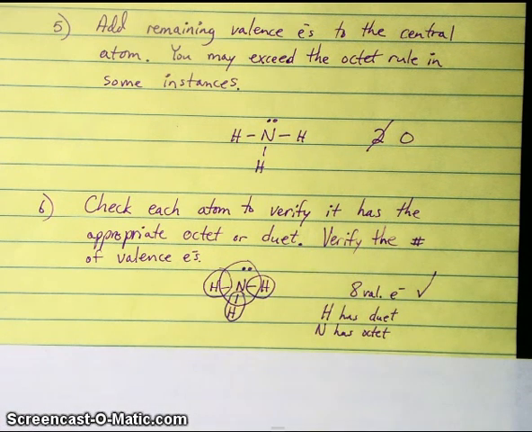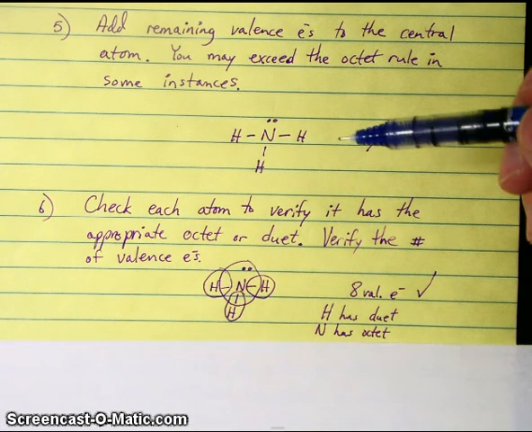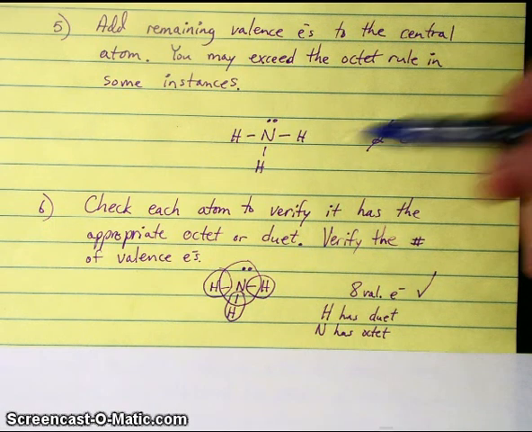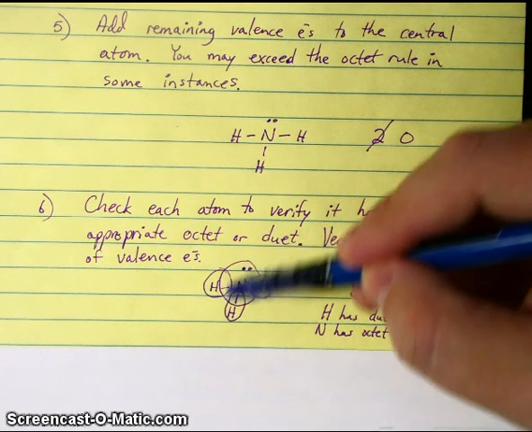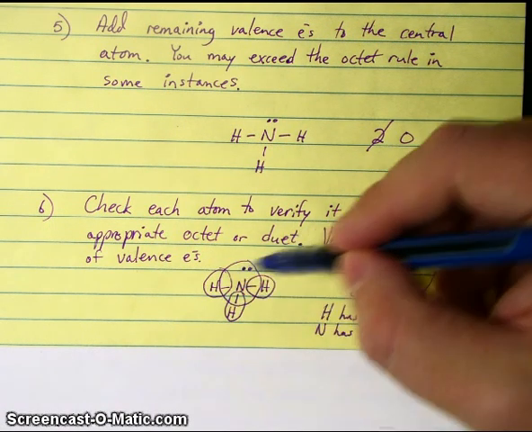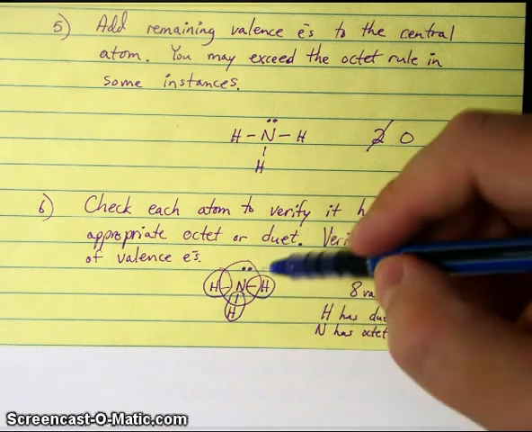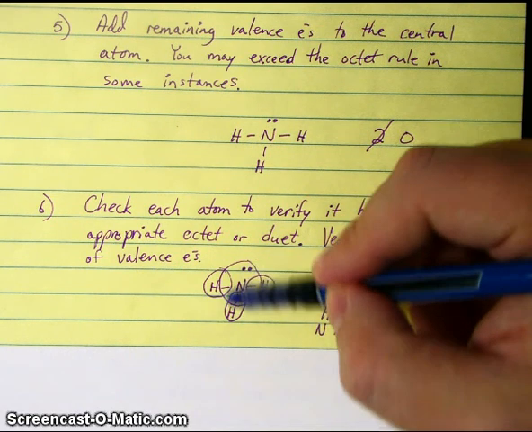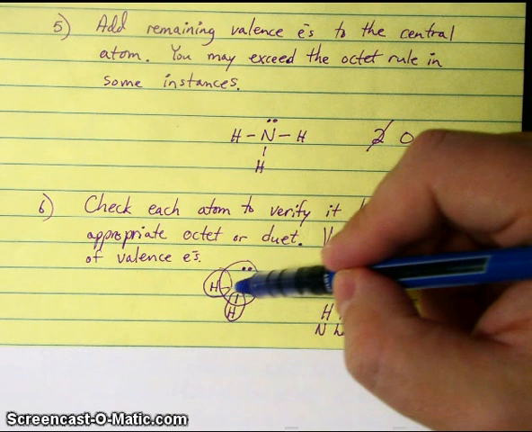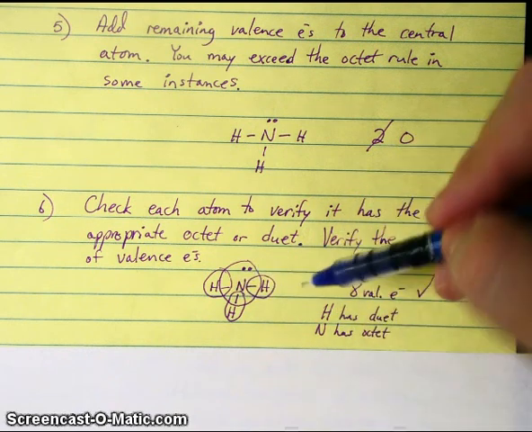So now we go through our structure and double check it to make sure that we have the appropriate octets or duets. Our central atom nitrogen is one of those elements that needs an octet. Just by circling, this is just a visualization technique, I'm circling all of the bonds and the electrons directly around nitrogen, and there are 8 there. There's 2, 4, 6, 7, 8.